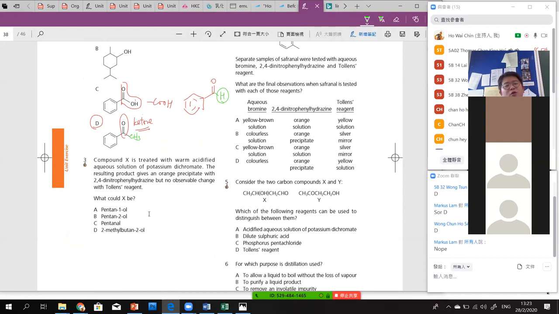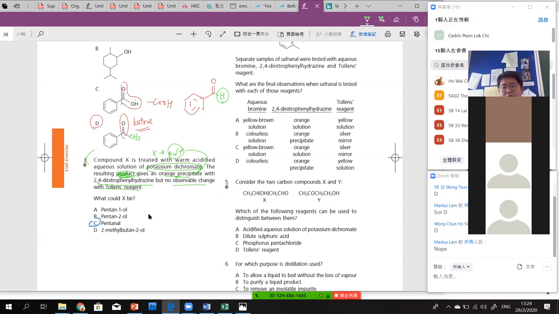Compound X is treated with warm and acidified aqueous potassium dichromate, K2Cr2O7, and the resulting product gives an orange precipitate. So X reacts to form a product. While the product, I test it with 2,4-dinitrophenylhydrazine, it gives an orange precipitate, but no observable change with Tollens' reagent.